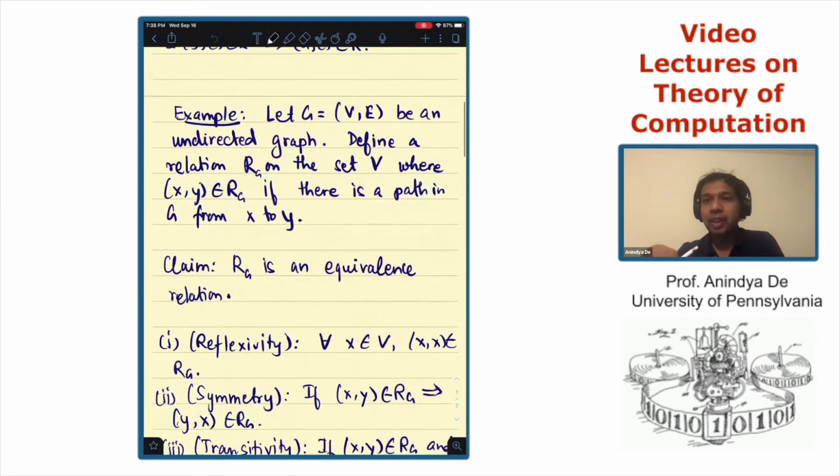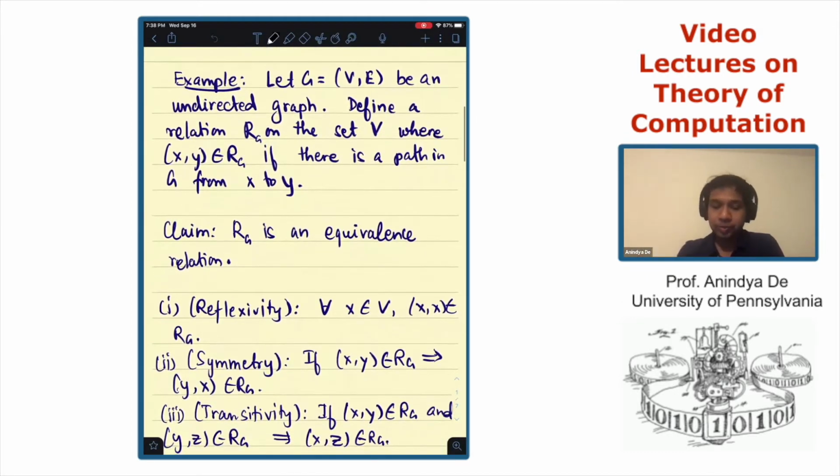The next axiom is that of symmetry. We need to verify that if x comma y is in R sub G, then y comma x is in R sub G. And this is again easy to check, because if there's a path from x to y in a graph G, then there's also a path from y to x, because you can always retrace the steps in an undirected graph. And this is where we use the graph being undirected, crucially. This is not true for a directed graph.